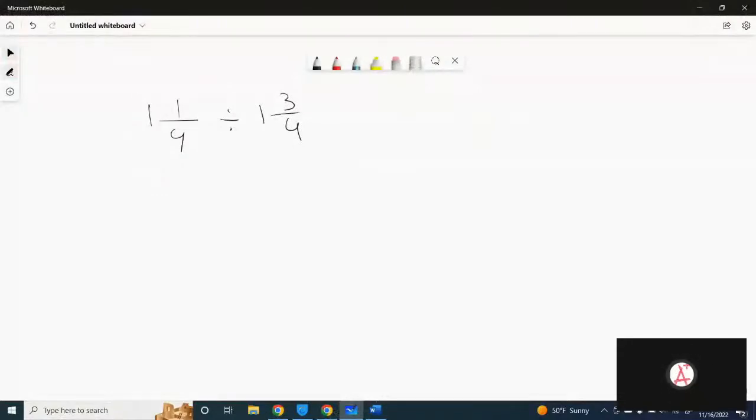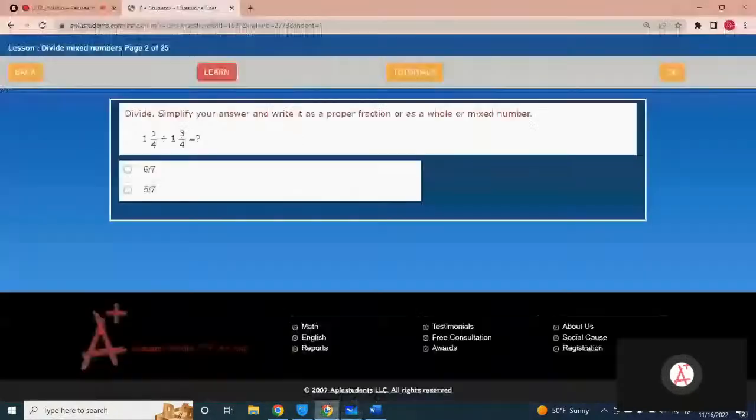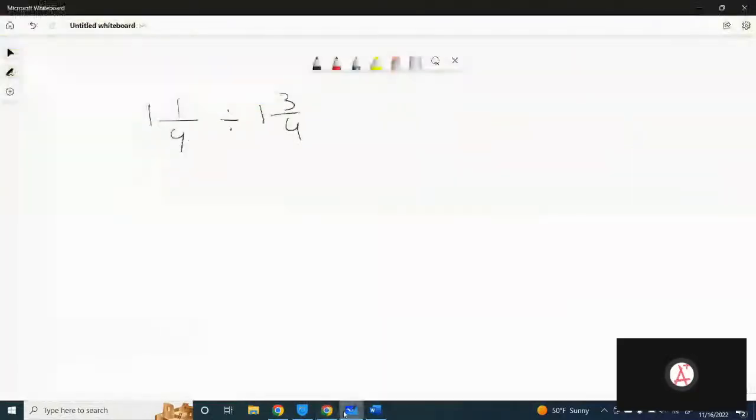Two of the steps are different. I've moved on to the next question. If I click on the back button, I can go back to the tutorial. Sorry for this. Okay, let me just do this one: 1 whole 1 by 4 and 1 whole 3 by 4. Okay, wait, let me see the question I did before this one.